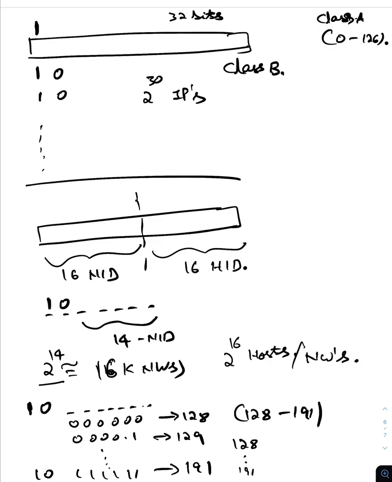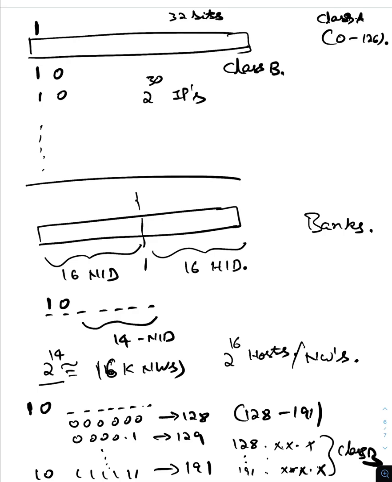So if you have something like 128 to 191.x.x.x, then this is class B. So class B has 16 bits for the network ID and 16 bits for the host ID. And as the first 2 bits are already fixed, you have available 2 power 14, which is 16,000 networks, and the remaining 16 host bits make 2 power 16 hosts per network. So class B is used by organizations like banks, where they need 2 power 16 IP addresses, as each network has 2 power 16 hosts.